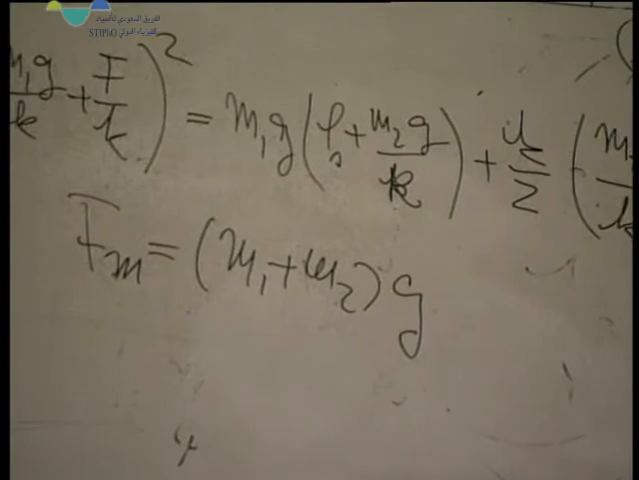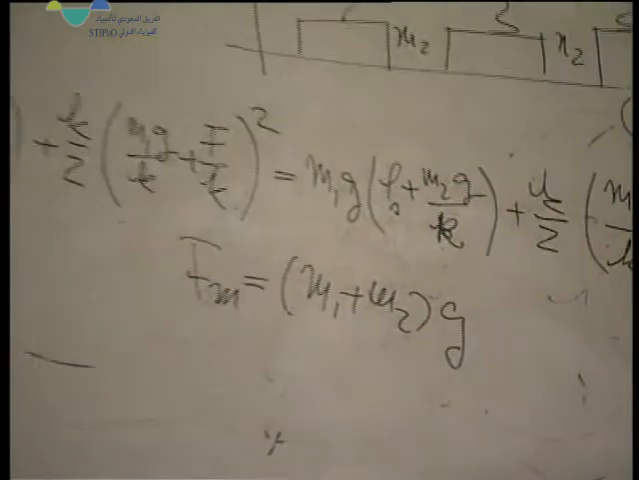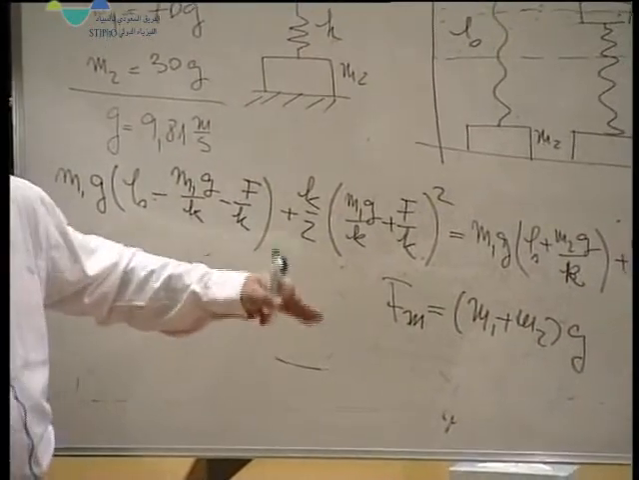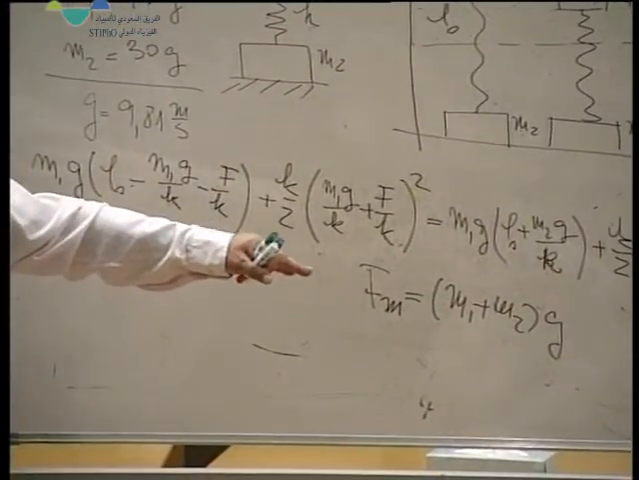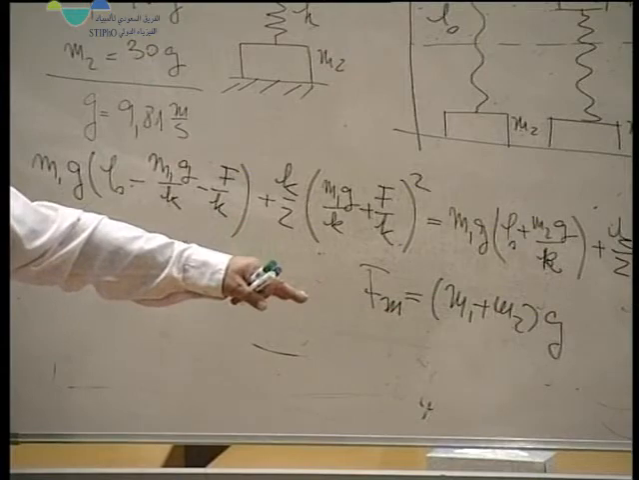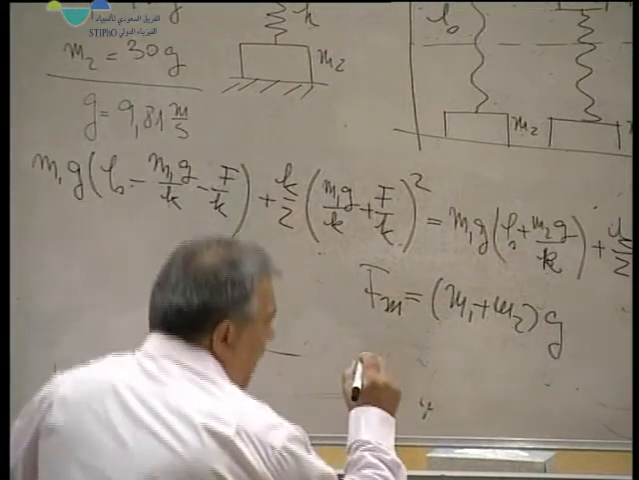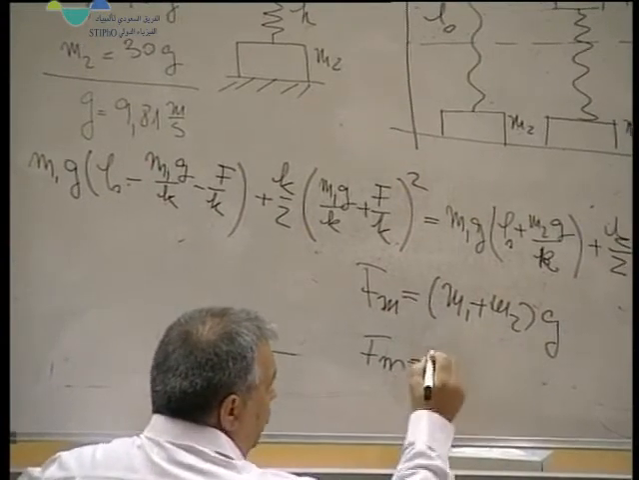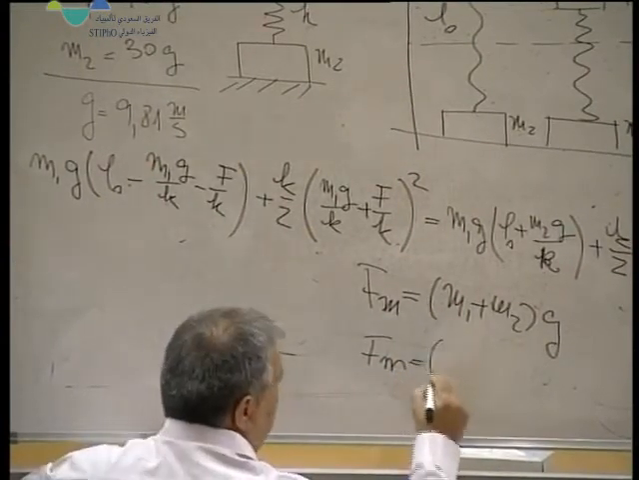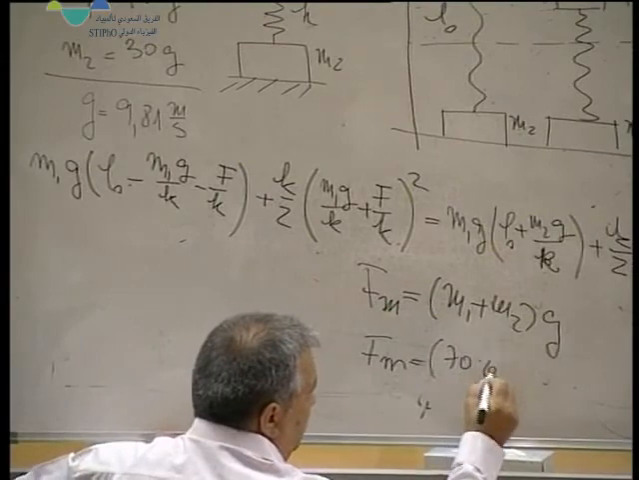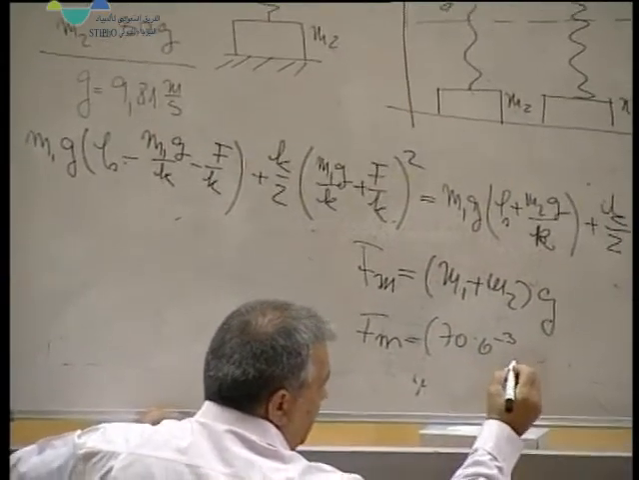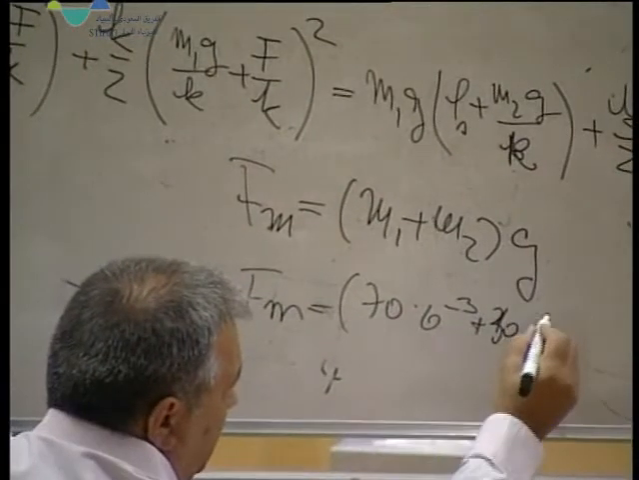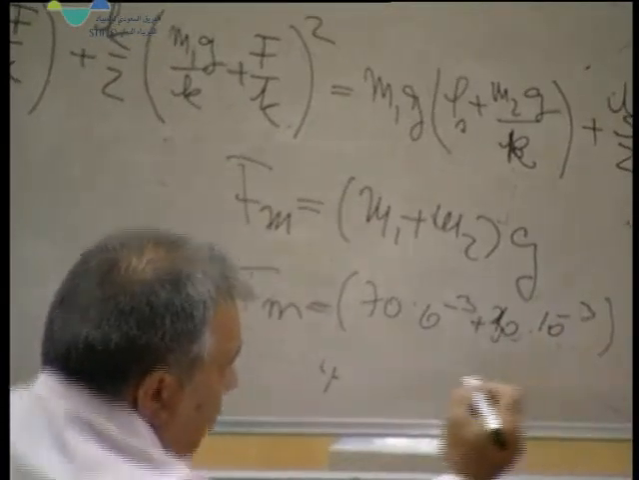They are reducing, M2 or simplifying. Okay? You understand? So if I want to do a calculus, I can do it in this final relation. I don't do the calculus, I only introduce M1, which is 70 times 10 to the minus 3 kilograms, plus M2, which is 30 times 10 to the minus 3 kilograms.